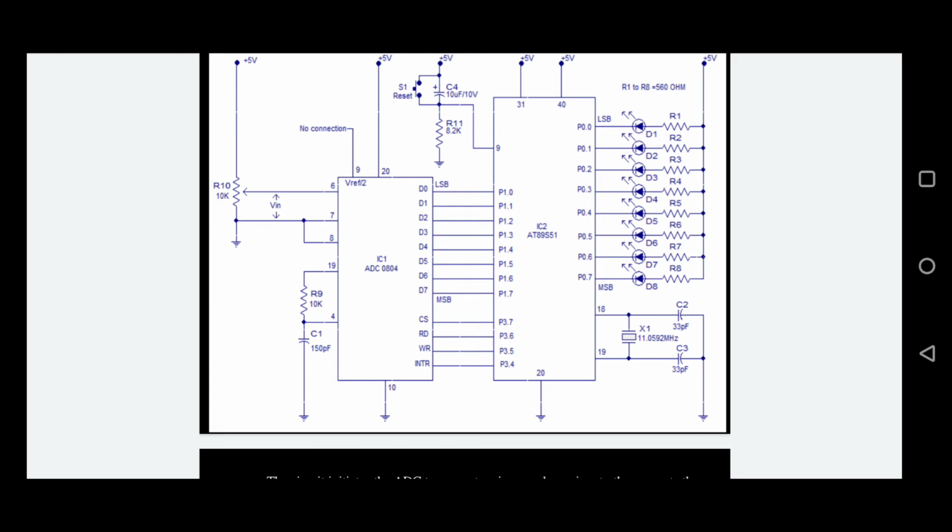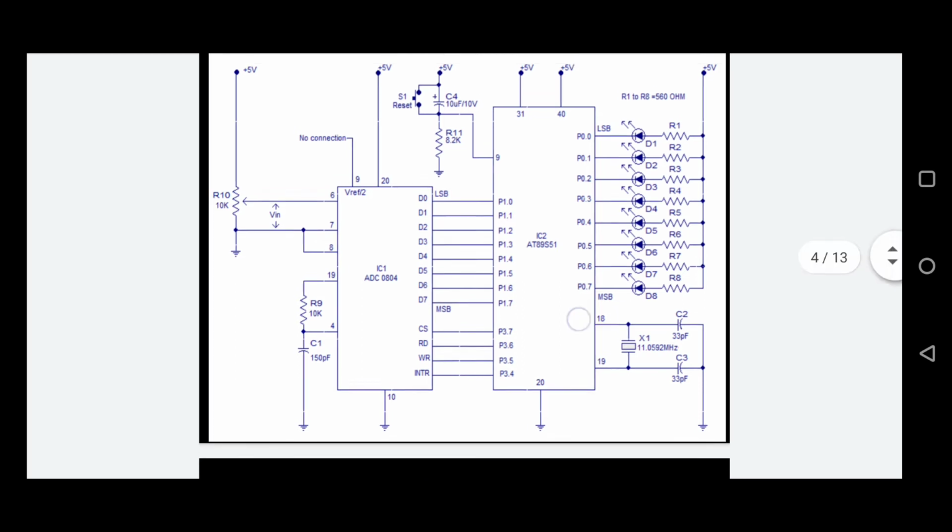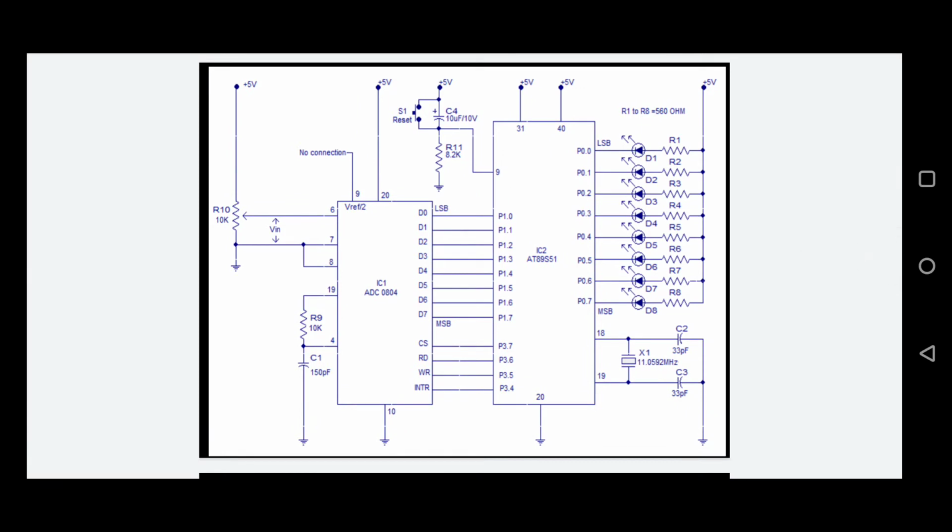Okay, so the first block is the ADC, and the second block is the 8051 microcontroller. See, the 8051 microcontroller has some ports, right? The port 0 pins are connected with the LEDs. The LEDs show the final digital output.